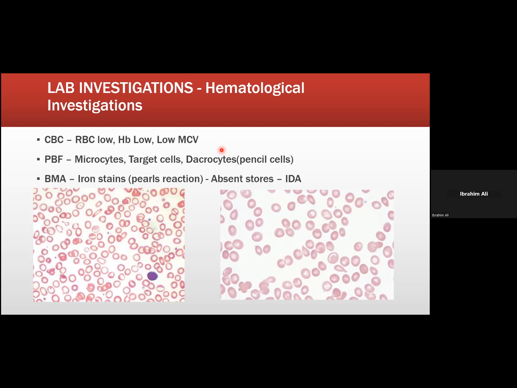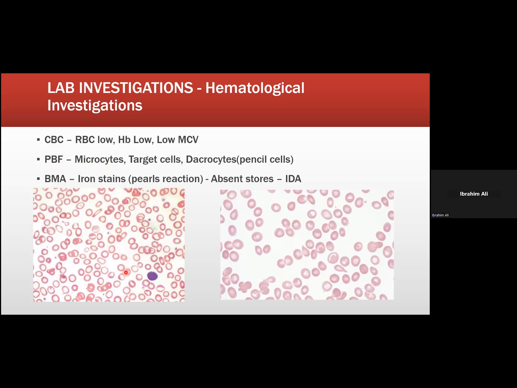So for microcytic anemia, the hematological investigation that you can do is full hemogram. In the full hemogram, you will see the RBC low, Hb low, and also the mean corpuscular volume low. On the peripheral blood film, that is on the slide, you'll see microcytes. Now let me show you how microcytes look.